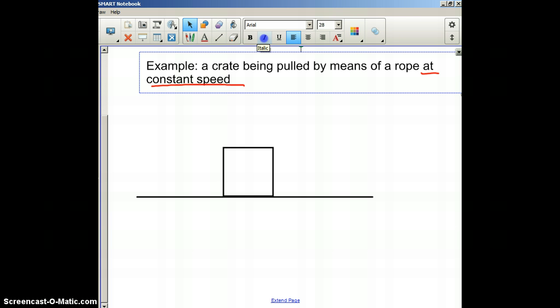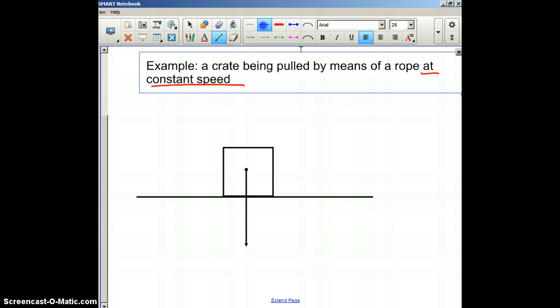We know that the crate has mass, therefore it has weight. And weight is a force that always points in the downward direction, towards the center of the earth. We'll label this FW, or force of weight. Also notice that I'm indicating the forces are acting on the center of gravity of the object wherever possible.